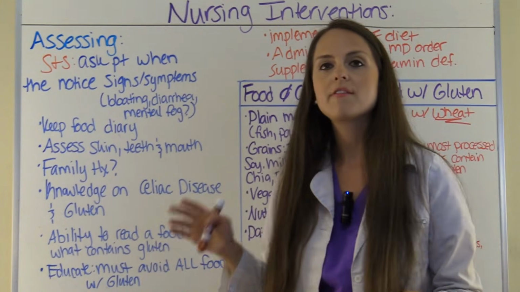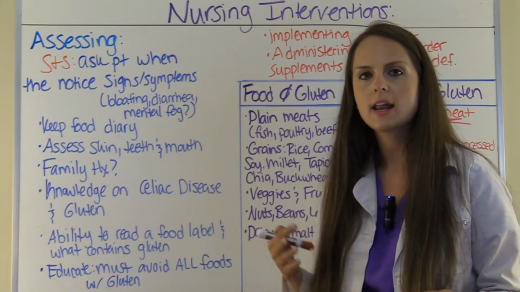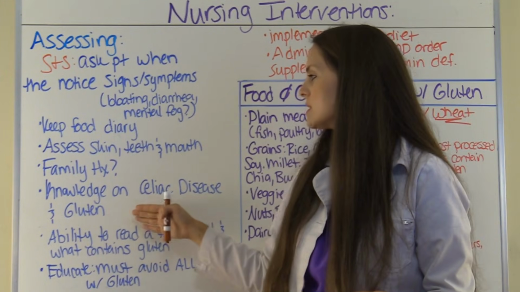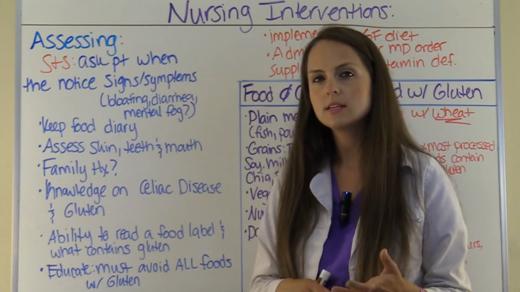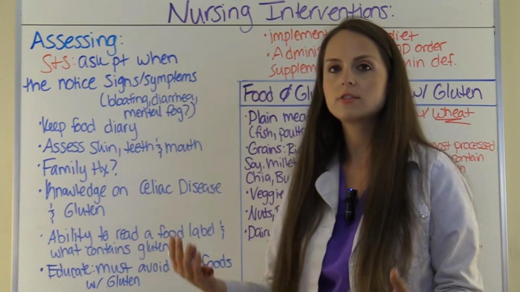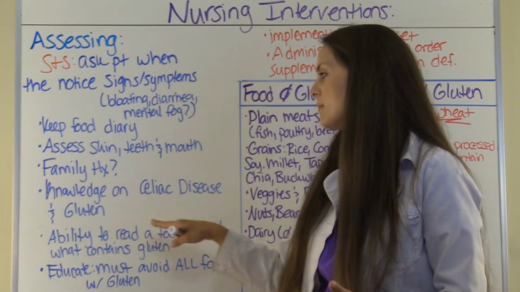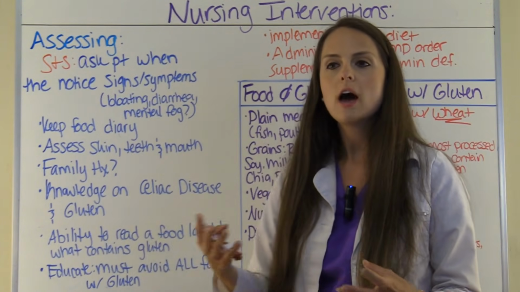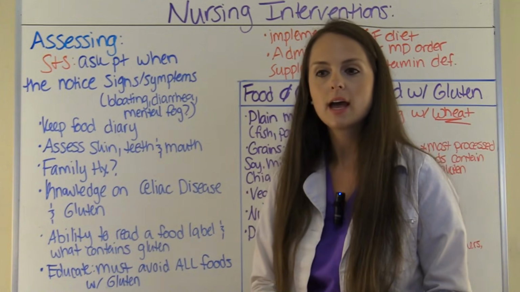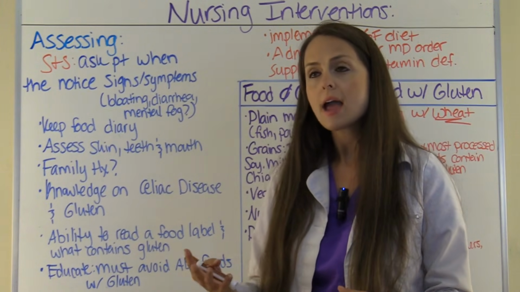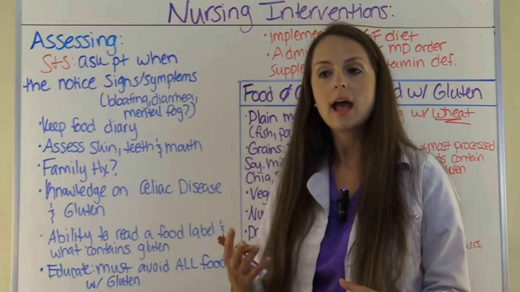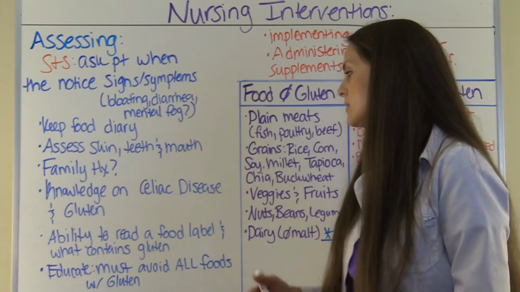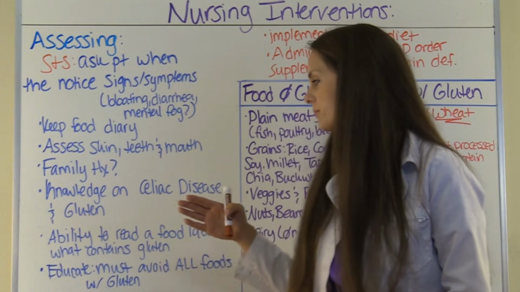Also ask, do they have a family history? Does mom or dad have it, sister or brother? Then you want to assess their knowledge of celiacs. How well do they understand this? And their knowledge of gluten, and especially their knowledge of what foods contain gluten, because it's really an eye-opener to see how many foods out there really contain gluten. So you want to see where their knowledge is.